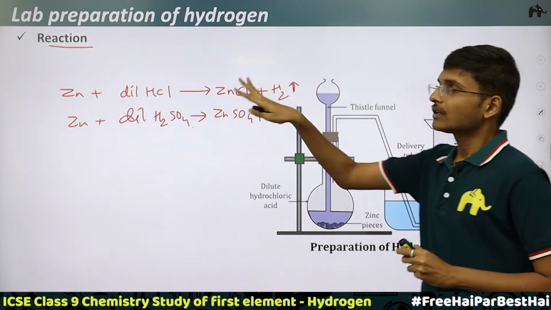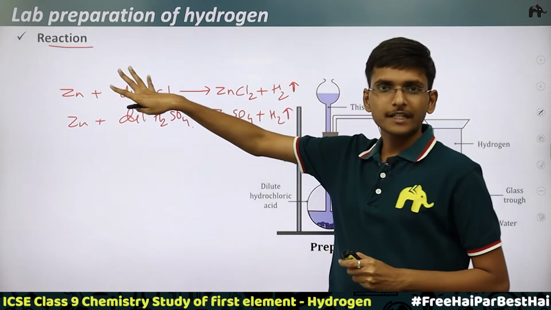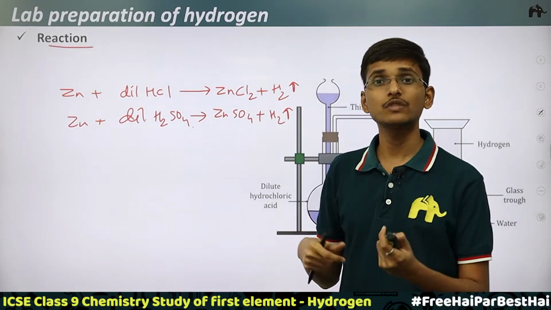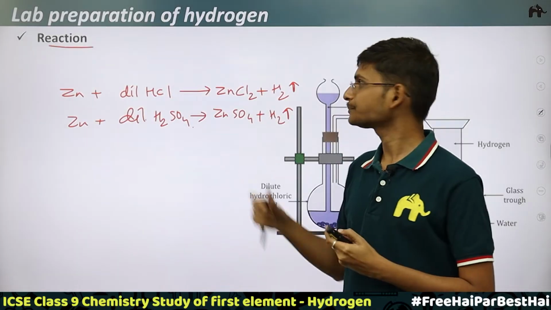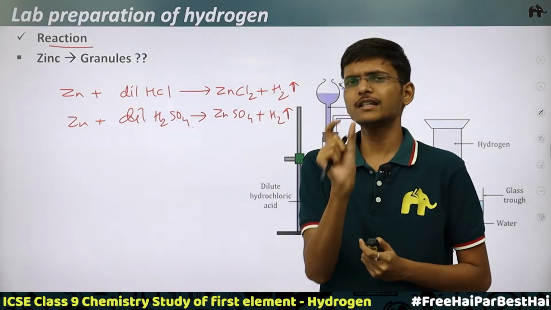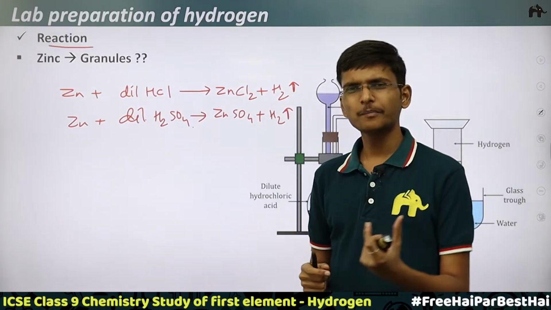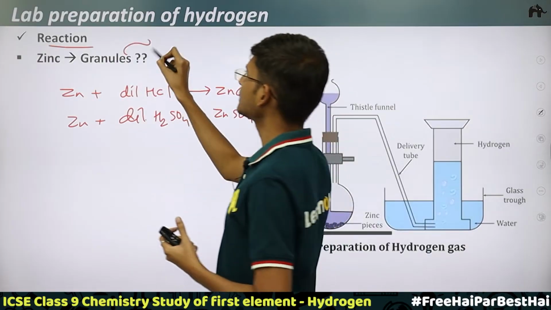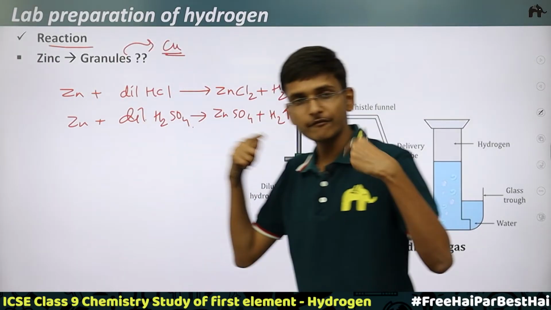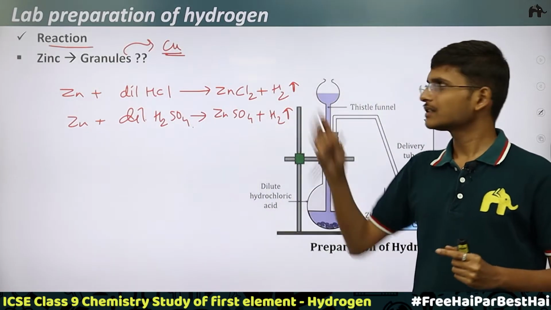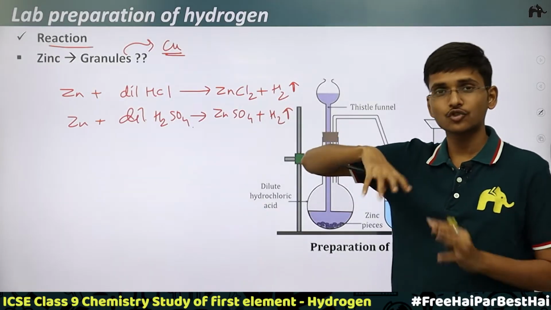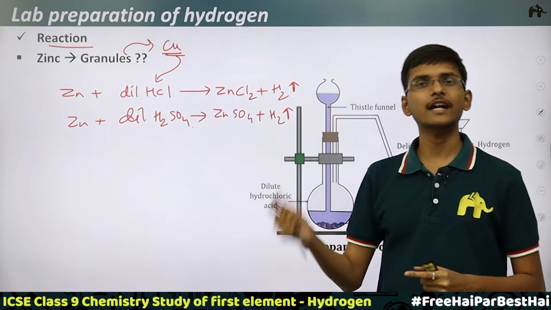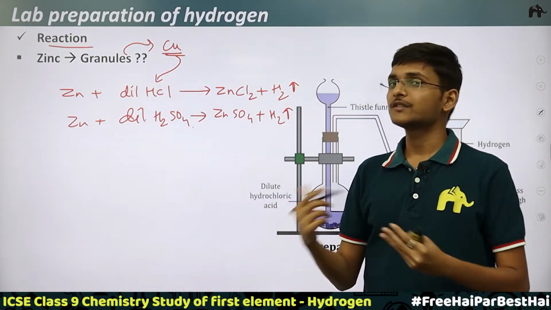Clear? Now, when we are carrying out the reaction, the question which would have arisen in your mind is why we are using zinc granules. Why the granules? In zinc granules, it is not pure zinc. It has some impurities like copper, and we actually want this impurity. Why? Because the copper speeds up the reaction of zinc with dilute acids, so it is beneficial for us.